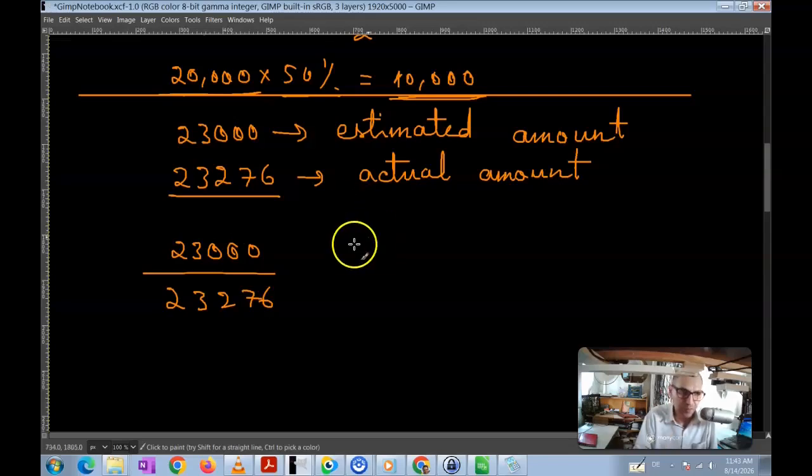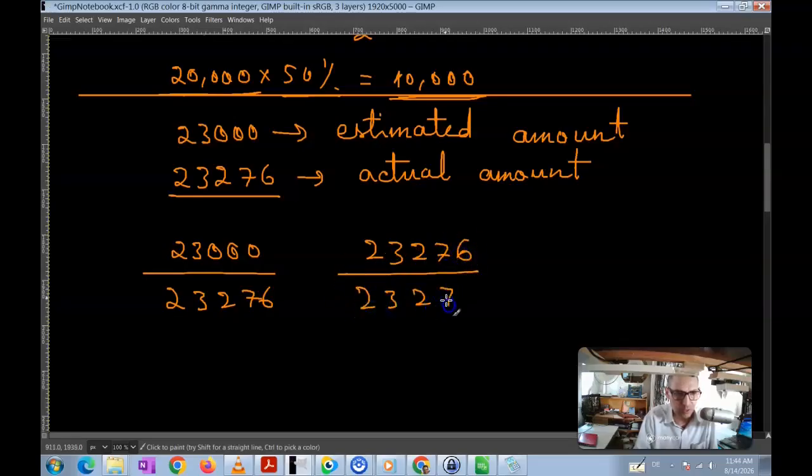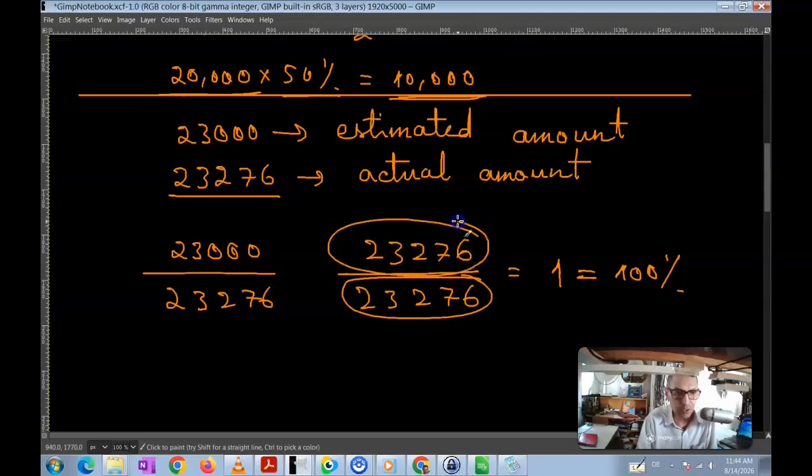Well, of course, if I write 23,276 and then divide it by itself, meaning 23,276, it's going to be equal to 1, right? Because any number divided by itself is going to be equal to 1, and 1 is the same thing as 100%. Now, if you get 100%, that means that the whole number that you were supposed to get, you have already gotten.